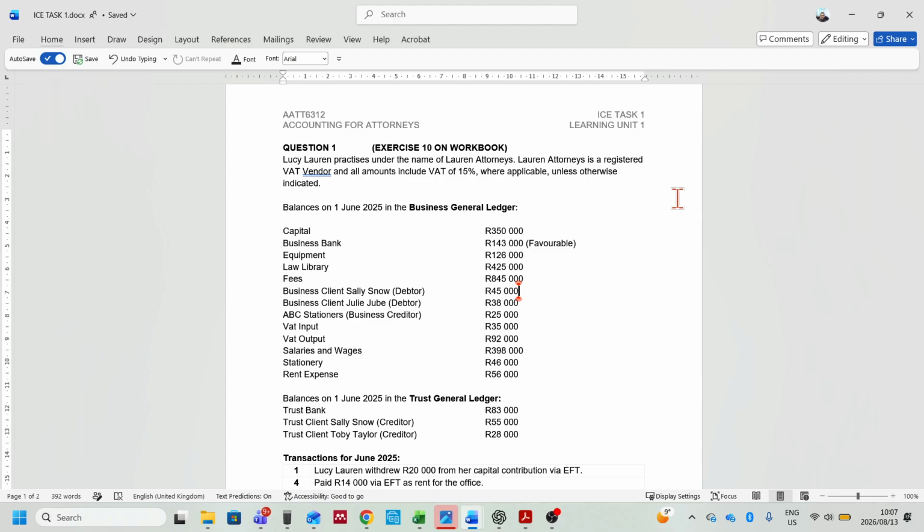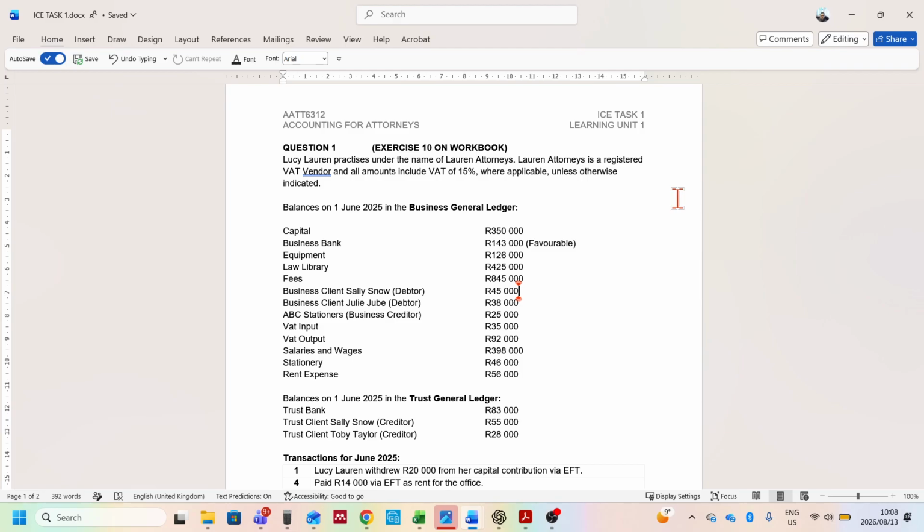And then you have got your equipment, law library, and then you have got fees, which is 845,000. Then you have got business client Sally Snow, who currently owes the business 45,000, and Julie Job, who owes the business 38,000. And then ABC Stationer, we owe them 25,000. VAT input that we have currently been charged is 35,000. VAT output that we have currently charged our customers is 92,000. Salaries and wages, 398,000 have been paid out so far throughout the year. Rent expenses, this is how much we've paid in rent throughout the year, so this is the current balance that we have spent on rent.